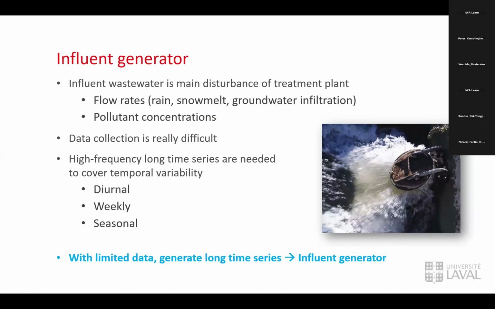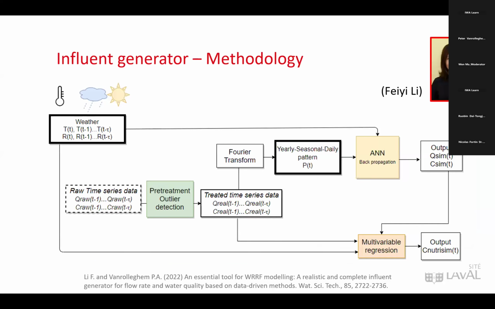But what we want to generate is long-term time series. We want to make a model of a year, be able to predict over a year what's going to happen to the treatment plant to make a good design. Or we want to predict for the next 12 hours what's going to happen to make sure that we operate the system in the best possible way. So this is where we need an influent generator.